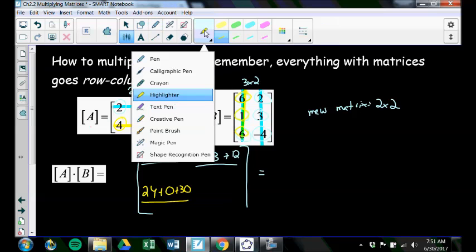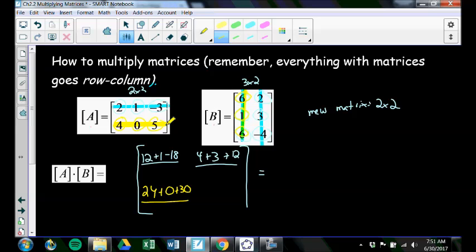Last one. Row onto column. 4 times 2 is 8. 0 times 3 is 0. 5 times negative 4 is negative 20.